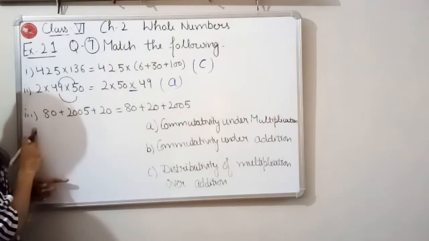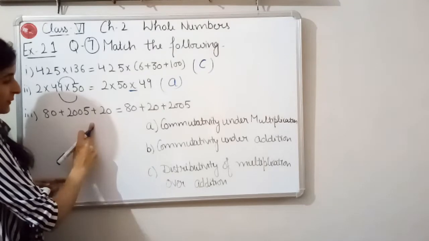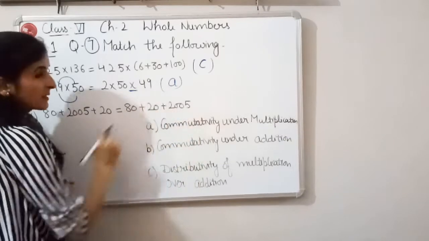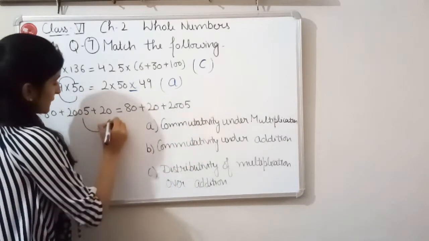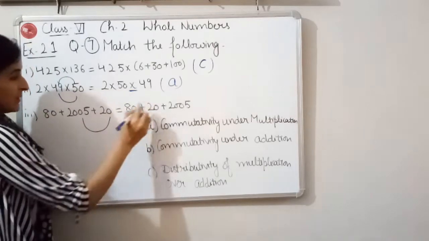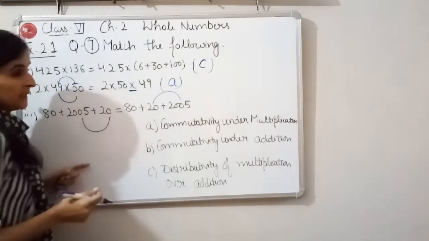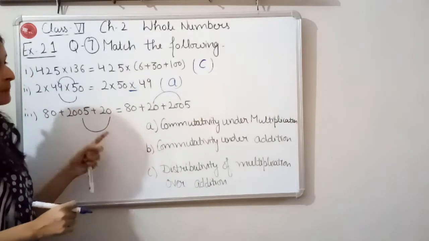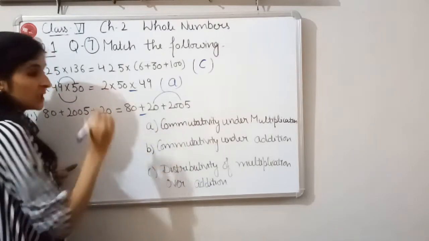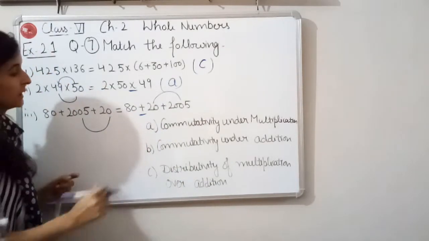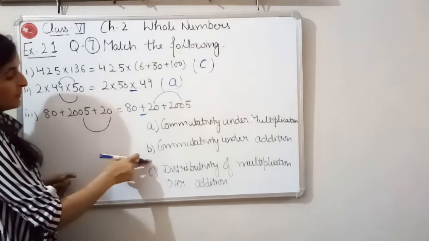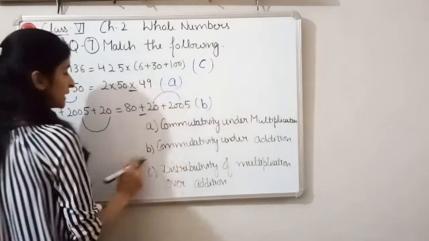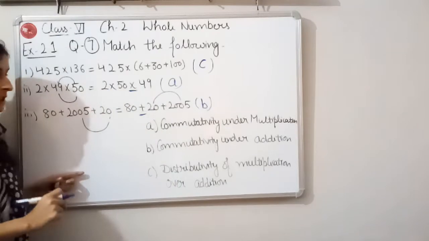Now let's come to third. 80 plus 2005 plus 20. And here it is 80 plus 20 plus 2005. So we have changed the places of 2005 and 20. So again there is commutative property. We have used commutative property here, but for which operation? Addition, because there is addition sign in between. So this B part will hold for third. Okay, commutativity under addition will hold for third.